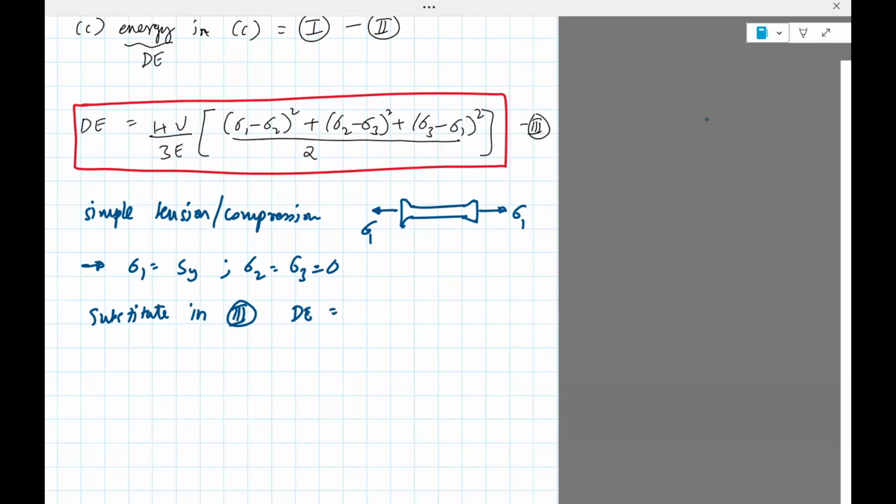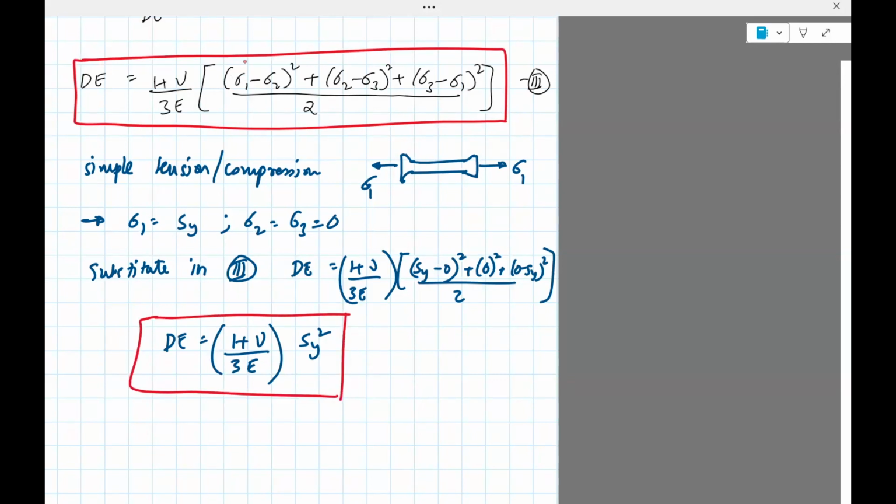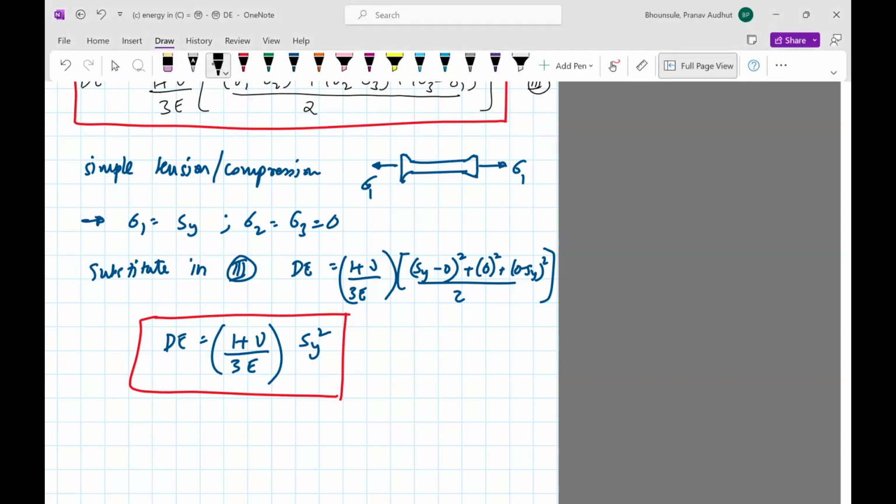So substitute in 3, we can compute dE as 1 plus nu divided by 3E times Sy minus 0 squared plus 0 squared plus 0 minus Sy squared, divided by 2. Okay, so it comes out to be dE equals 1 plus nu divided by 3E times Sy squared. Yes, so this is 4.